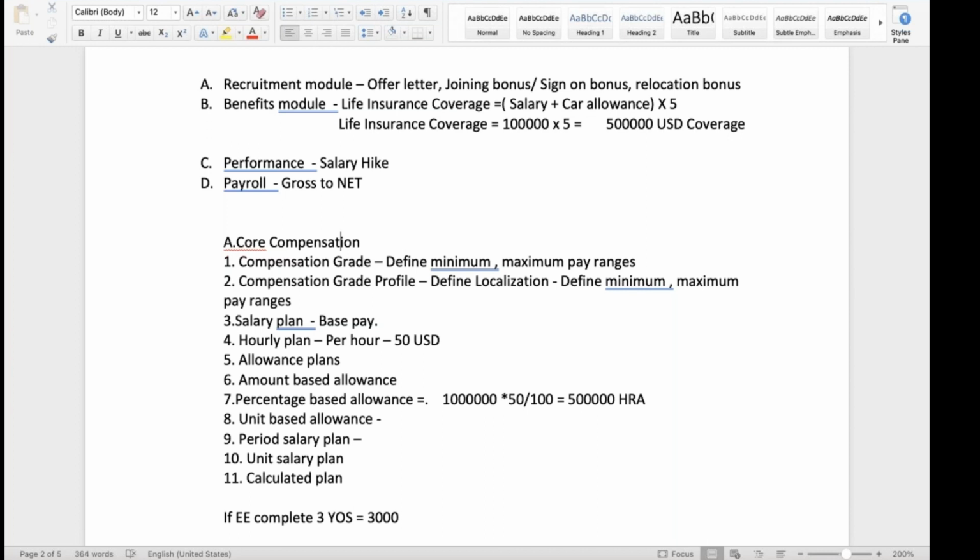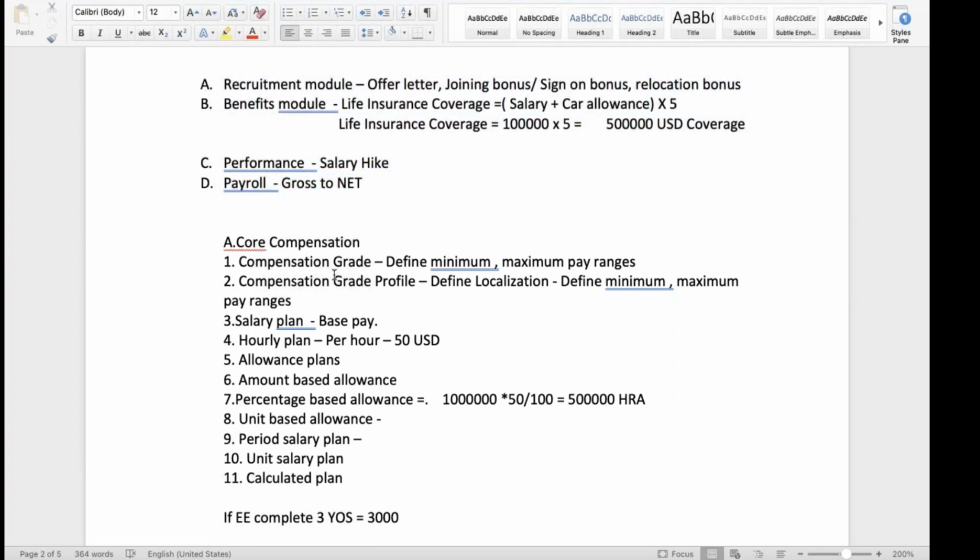Core compensation completely depends on these modules. Sorry, these modules completely depend on the core HR module. Now quickly look into these options. The first thing: compensation grade.